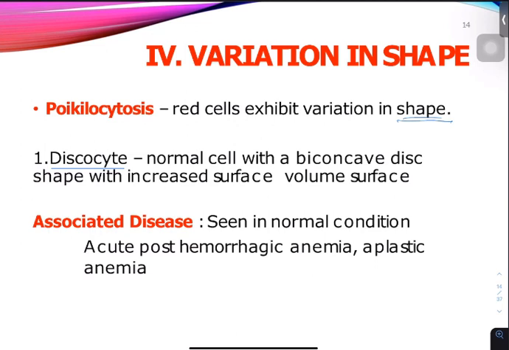Associated disease with your discocytes. Okay. Normal condition, also seen in acute hemorrhagic anemia and aplastic anemia. Okay, even though your discocytes are normal, you can see them on your abnormal or disease causing illnesses.